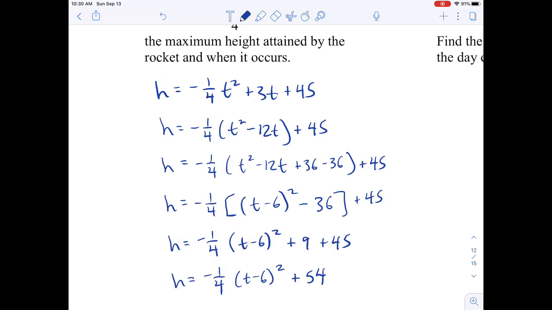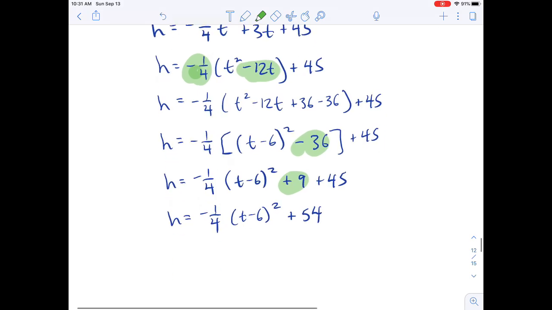So here's how mine worked out. As you can see, when we common factored out the -1/4, it changed this second term inside the bracket to -12. When we cut that in half and square it, we find 36 is what we needed to add and subtract. That allowed us to take these three terms and factor them into this. And then in the end, we needed to take this 36, move it outside the bracket, multiply it by -1/4, it became +9, and then we added it with the 45, and we get this final form that you see.